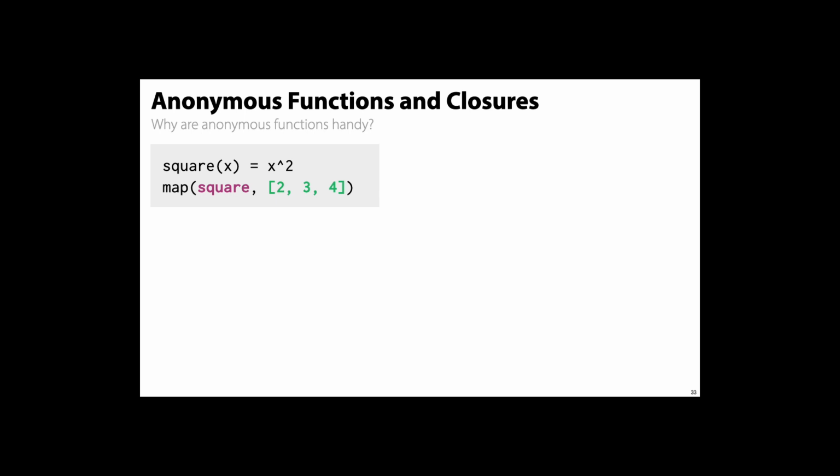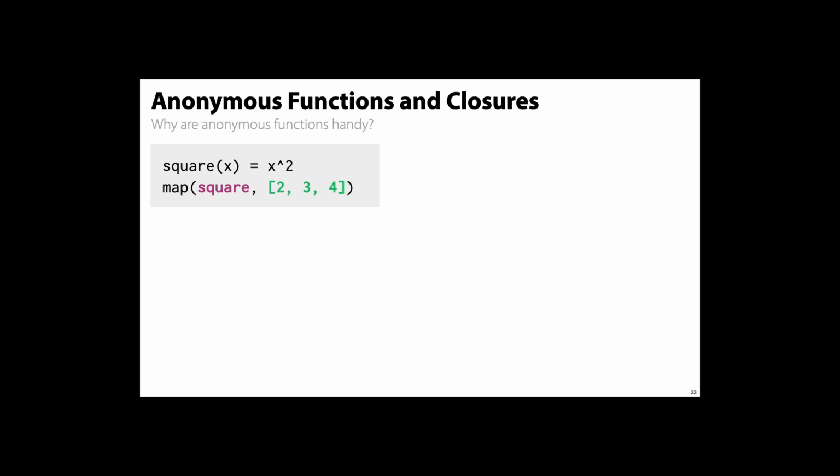Okay, let's do a little bit of functional programming. We're going to look at working with functions as first-class objects. So the first thing I want to talk about here is anonymous functions and closures.